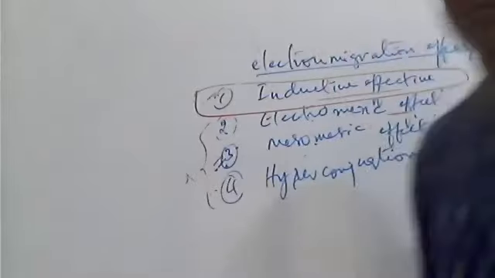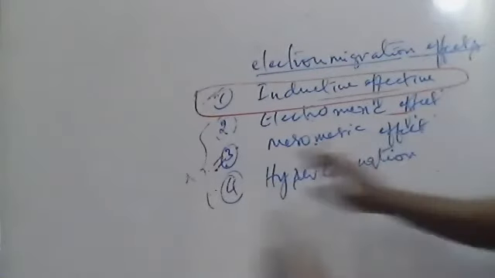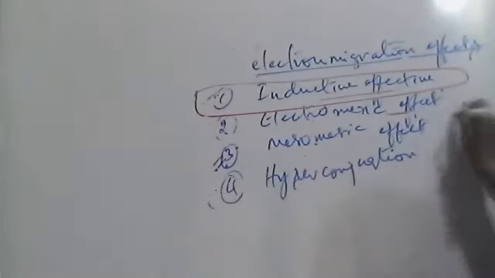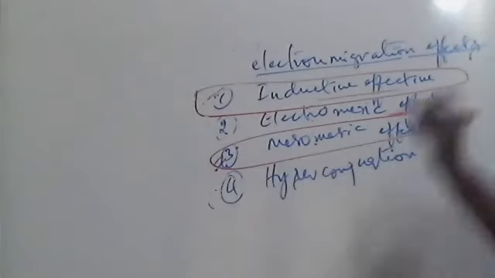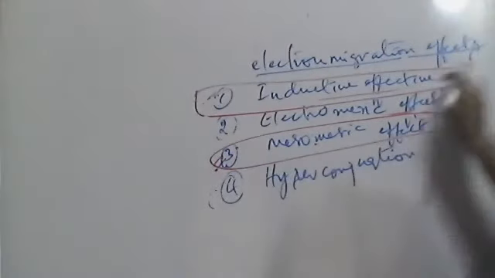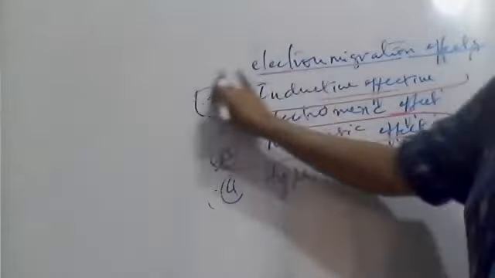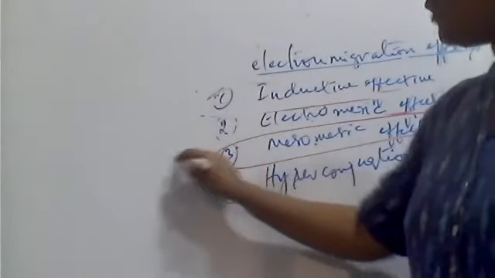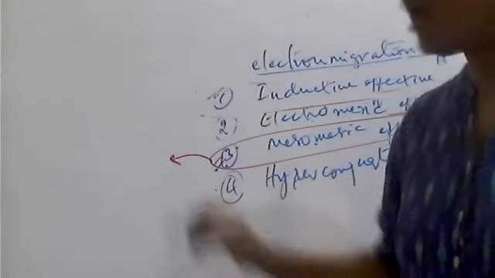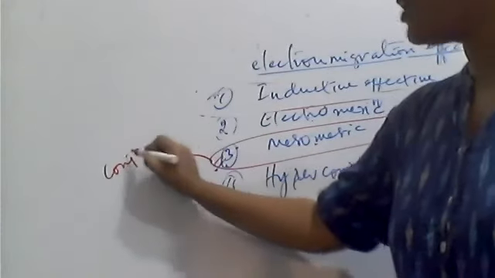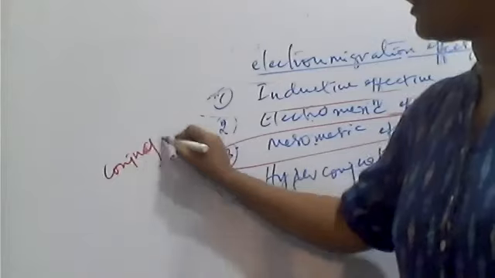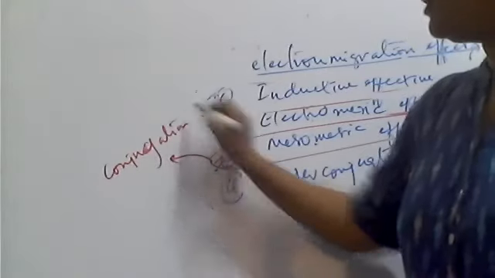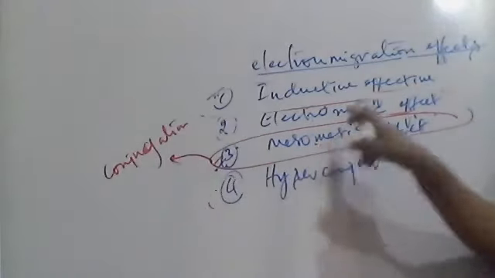I have given a conjugative video also, on the conjugated system. So to show the mesomeric effect or resonance, conjugation is required. So for this mesomeric effect, conjugation is required. Conjugation means alternation.